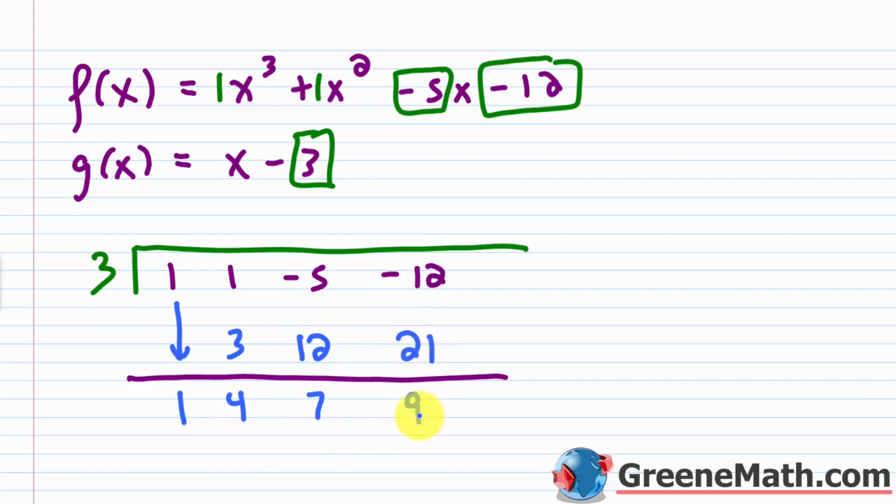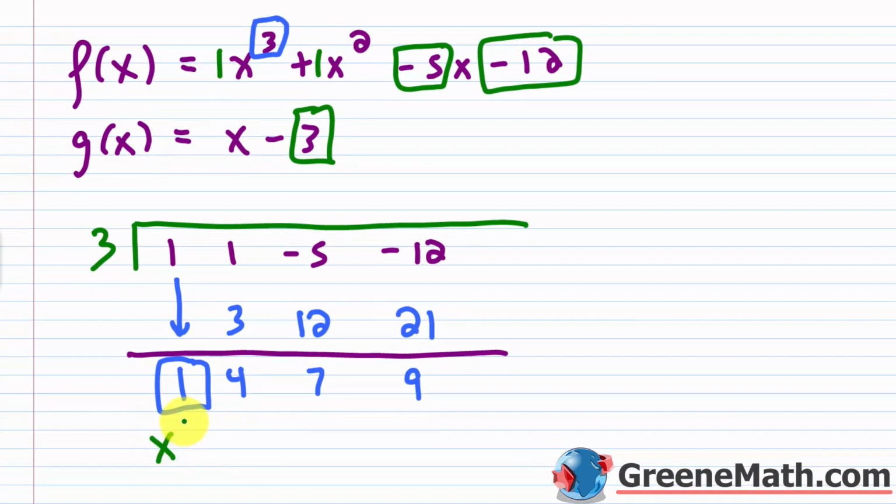So remember how this answer works. This leftmost position is the coefficient for x raised to a power that is 1 degree less than the polynomial you're working with as your dividend. So this has a degree of 3, that's the highest power, so this will have a degree of 2. So this is basically going to be an answer of x squared plus 4x plus 7, and then your remainder is 9. So typically we'd say plus 9 over the divisor, which was x minus 3.